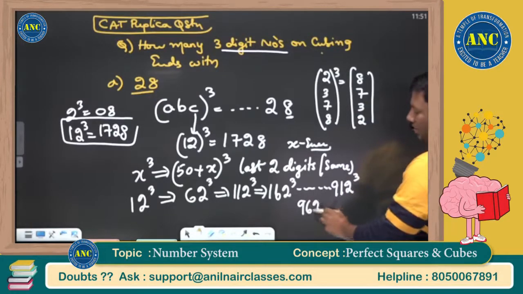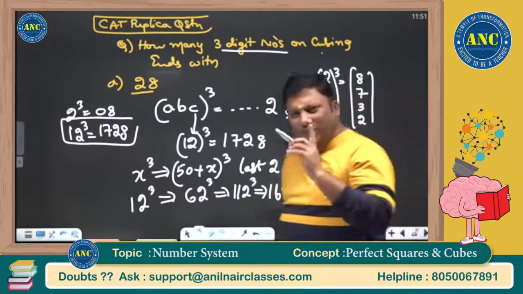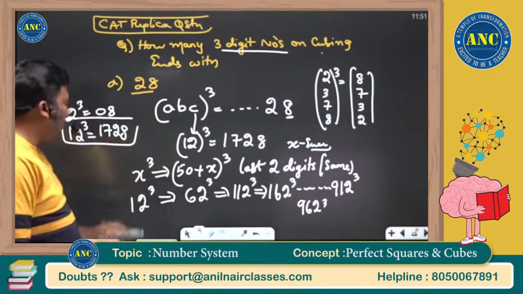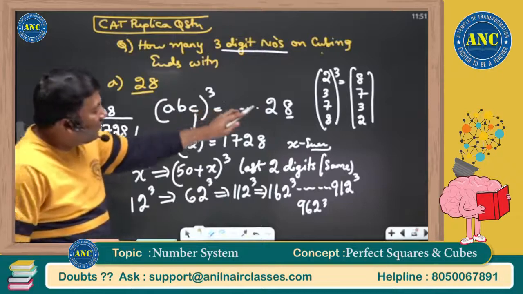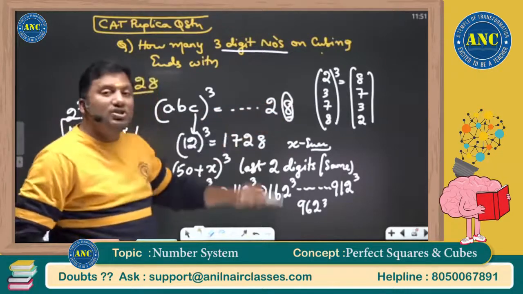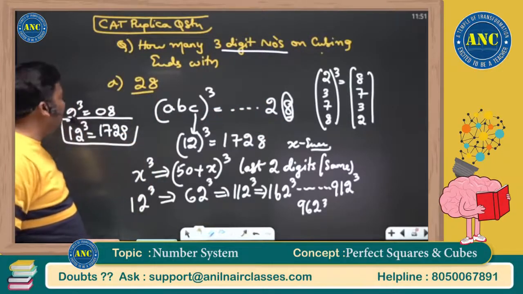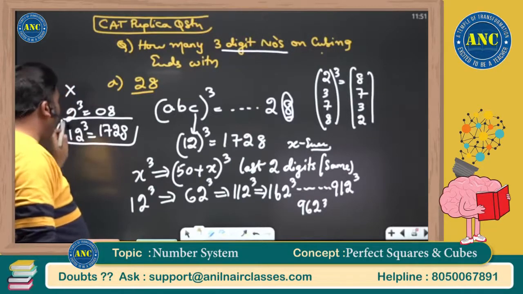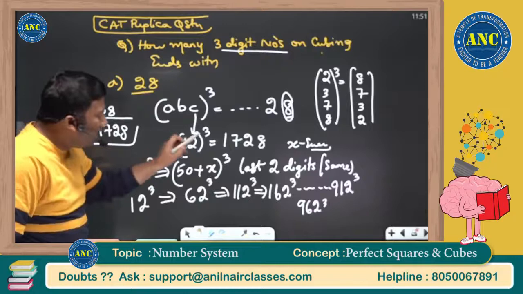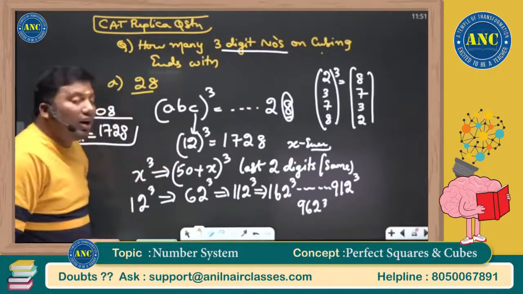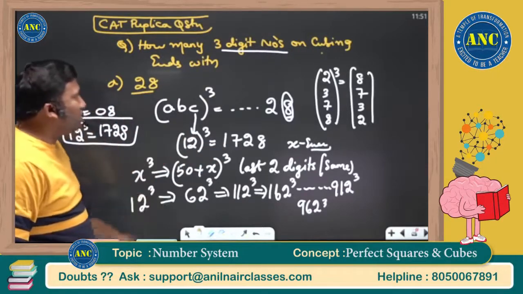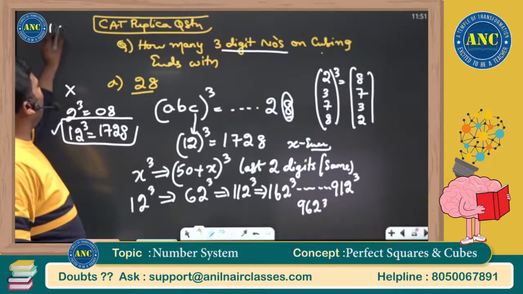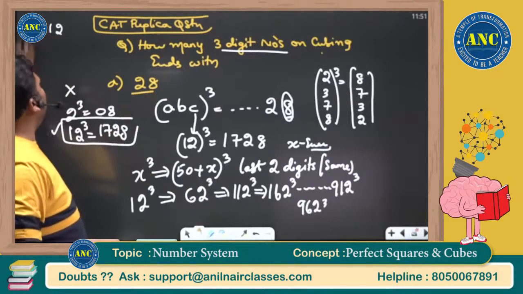I hope it is clear, right? First, we have to get the lowest number on cubing. Last 2 digits should be the same. x cube ending with 8: which number on cube ends with 8? 2 cube is 8. But I want 28, so 2 cube is not possible. 12 cube is 1728. So, to get 28, the lowest 2 digits we got is 12. But we require a 3-digit number.